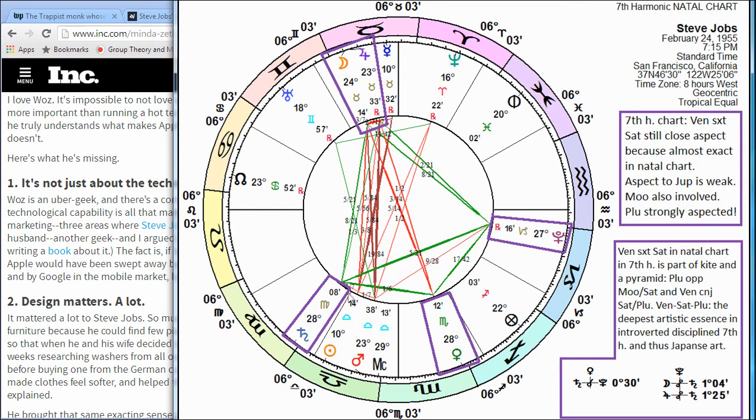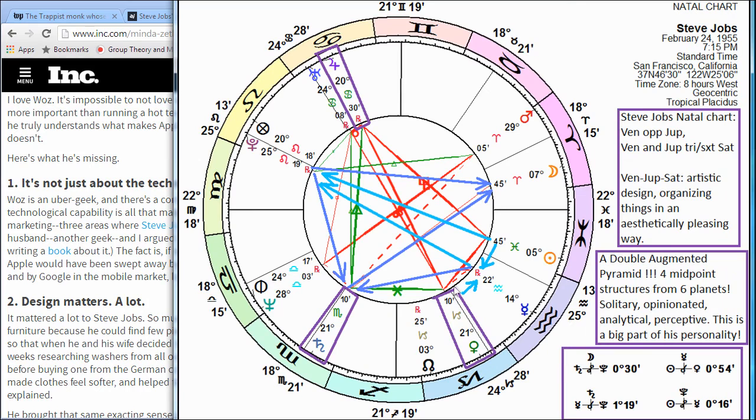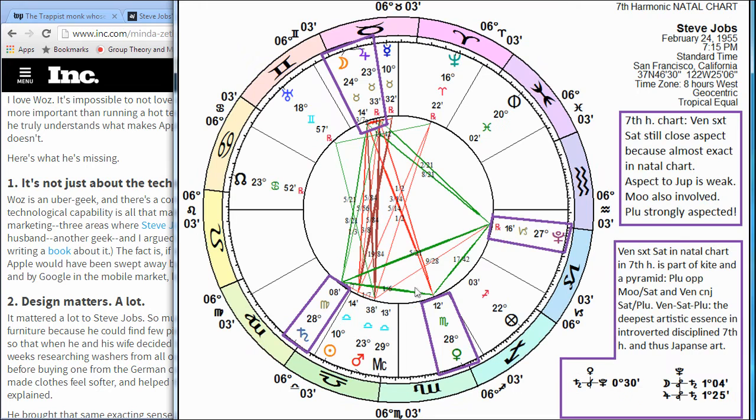Now, there's the Venus, Jupiter, Saturn that's in the natal chart. Let me show you that again in the natal chart. Venus opposite Jupiter, also opposite Uranus, but Saturn is within orb, trine to Jupiter, only weakly to Uranus. It's primarily a Venus, Jupiter, Uranus. Opposition, trine, sextile. In the seventh harmonic chart, it's still there. Venus sextile Saturn, the trine has gotten very weak, the opposition has gotten weak, the sextile is still there.